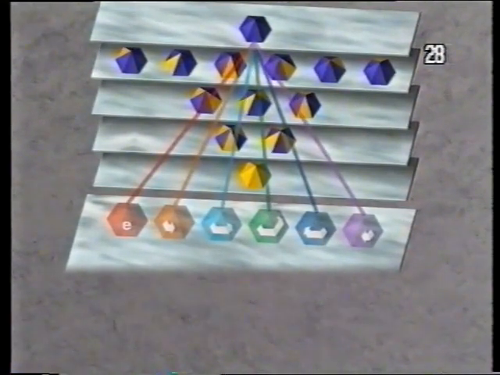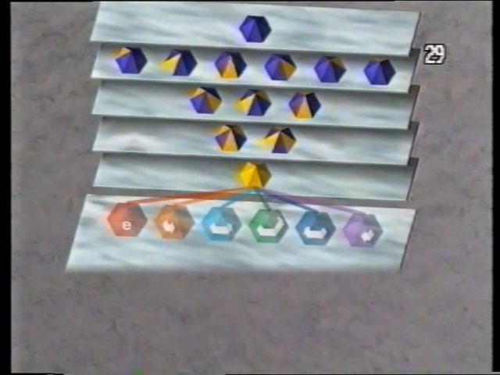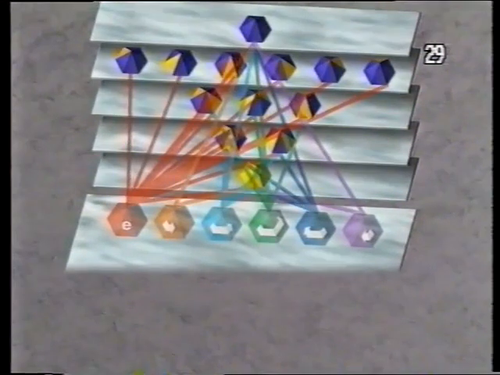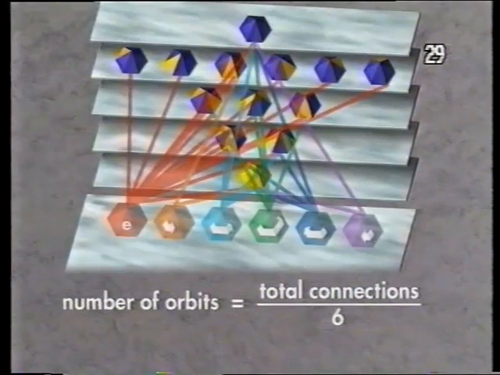Well, the number of connections from each orbit is equal to the order of the group. So if you count all the connections in the model, then the grand total will be the order of the group times the number of orbits. Putting this another way, you can say that the number of orbits is given by the total number of connections divided by the order of the group. So that very nearly allows you to solve the problem. You know that different colourings correspond to different orbits, and now you have an expression for the number of orbits.